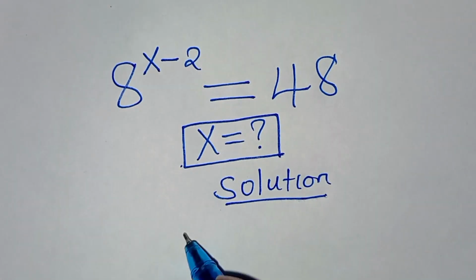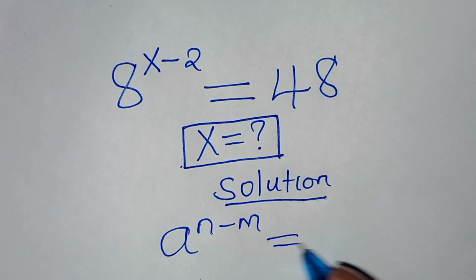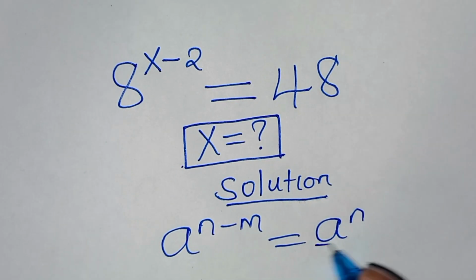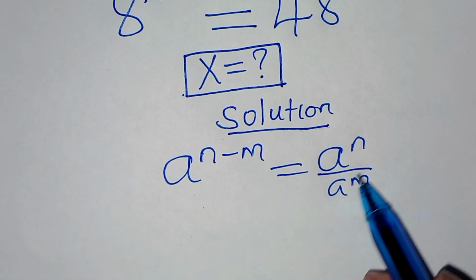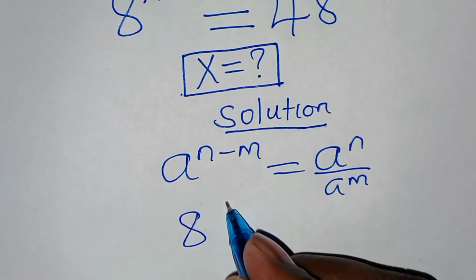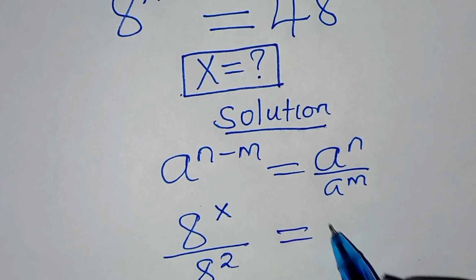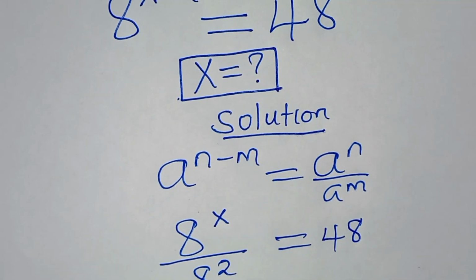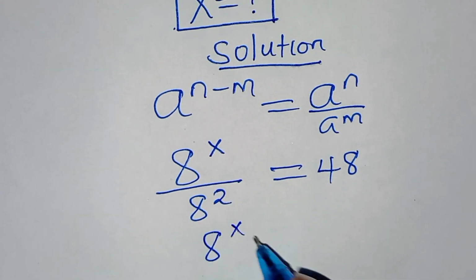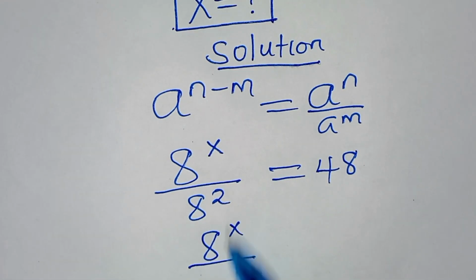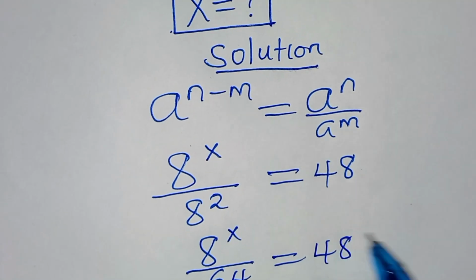This exponential equation is in the form of a to the power n minus m, which we can express as a to the power n over a to the power m. Applying this exponent property, here we have 8 to the power x over 8 to the power 2, equal to 48. Now, 8 to the power 2 is 64, so 8 to the power x divided by 64 is equal to 48.